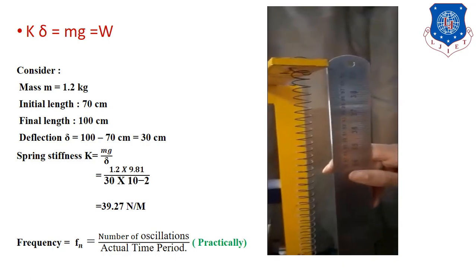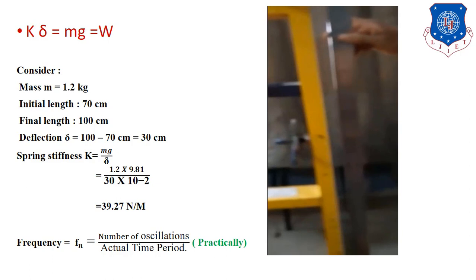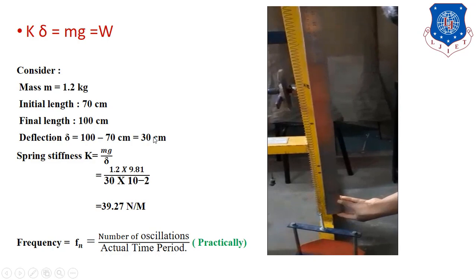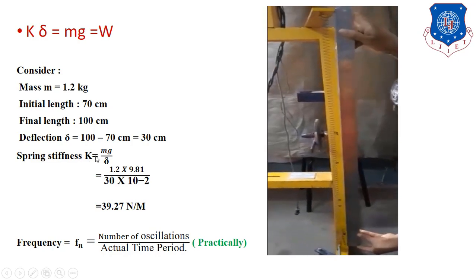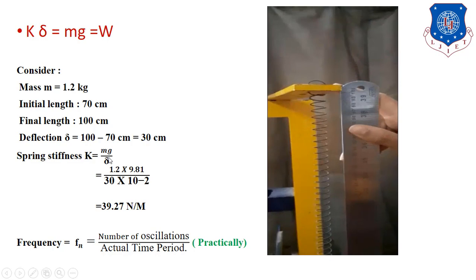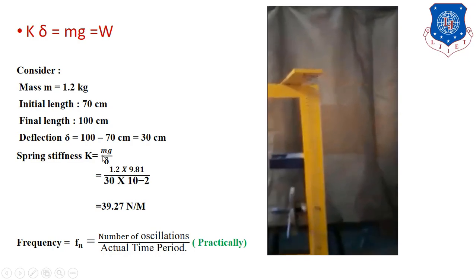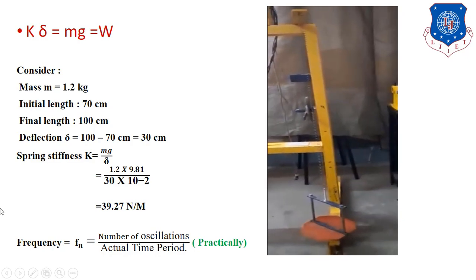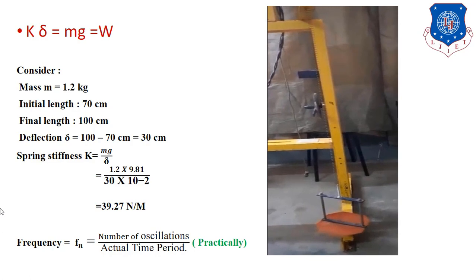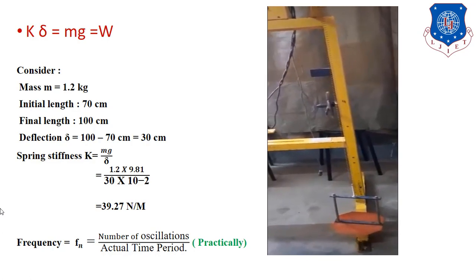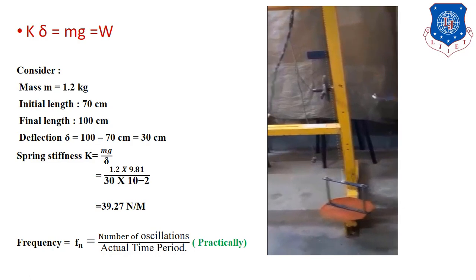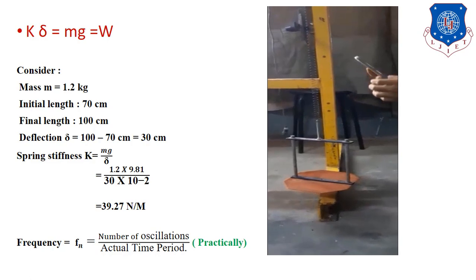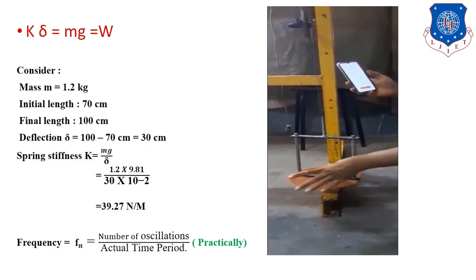So if we measure the spring length, we get 100 centimeters. So the deflection we get is 100 minus 70 centimeters. So spring stiffness k is nothing but W upon delta. W is m into g. Here m is considered as 1.2, and g is 9.81 meter per second square, and delta we get 30 centimeters, so in meters, 30 into 10 raised to minus 2. So we get k is equal to 39.27 Newton per meter.